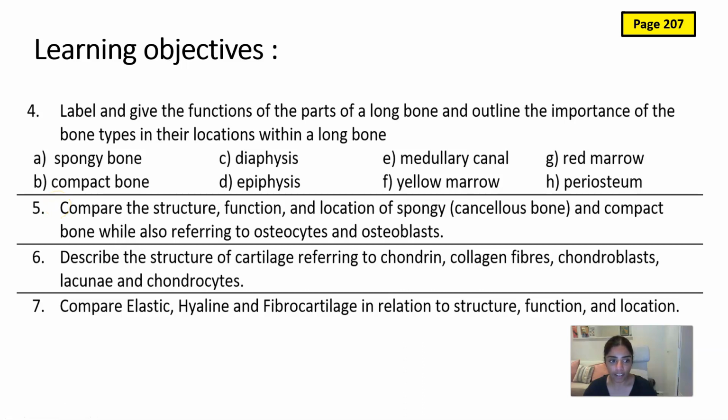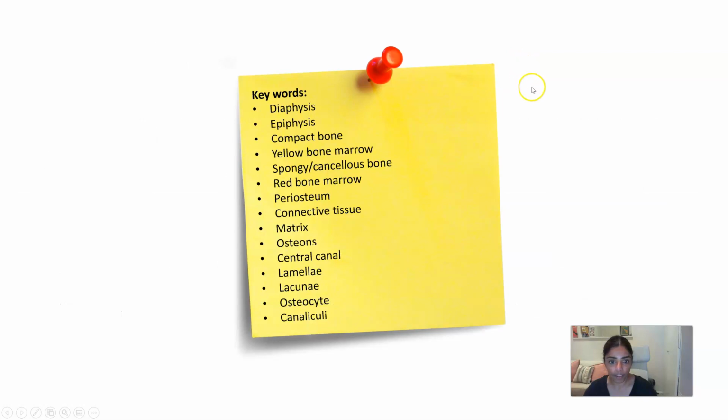For this lesson, it's really important that you read page 207 of your textbook. Make sure that you are able to understand the content there and look at the glossary for these keywords. The keywords, as ever, are listed here. By the end of this lesson, you should be confident in discussing and using these words in the context of questions.